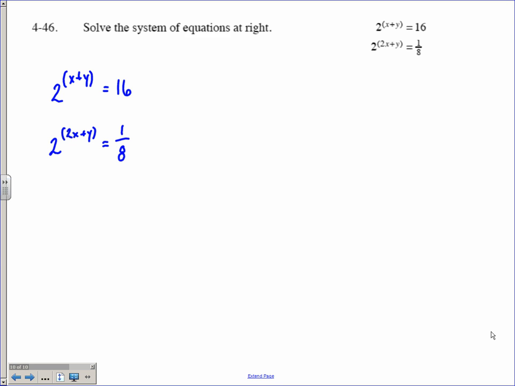Here we go. Problem 4-46, the last problem of the homework assignment. Hallelujah. Let's get it done. Solve the system of equations at right.